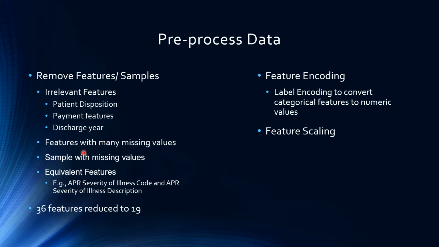We also removed features with missing values and also samples with missing values. We also removed equivalent features, for example, APR severity of illness code and APR severity of illness descriptions are the same features just with different representations. This left us with 19 features from 36. We then used feature encoding, for example, label encoding, to convert the categorical features to numerical values as models need numerical values, and then we scaled the data.